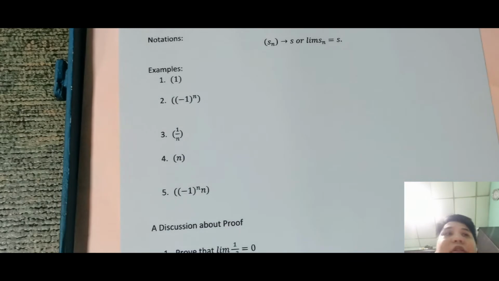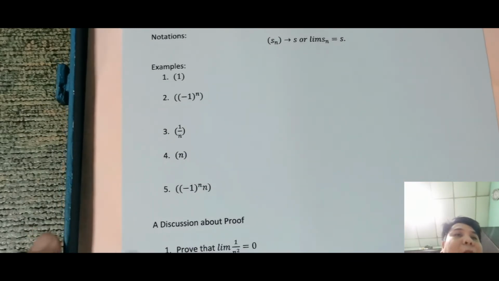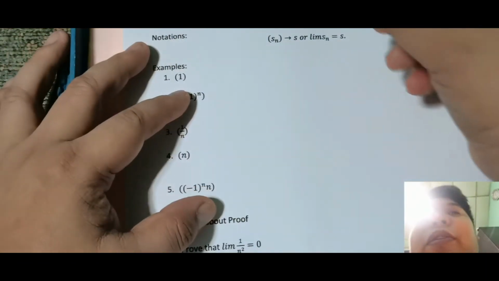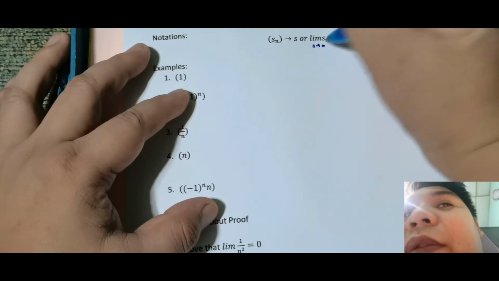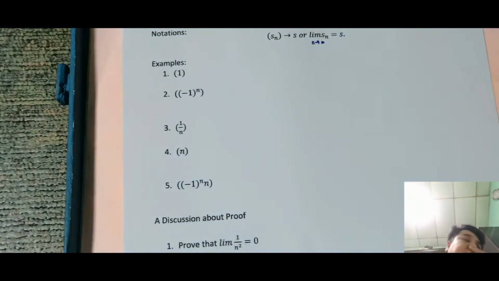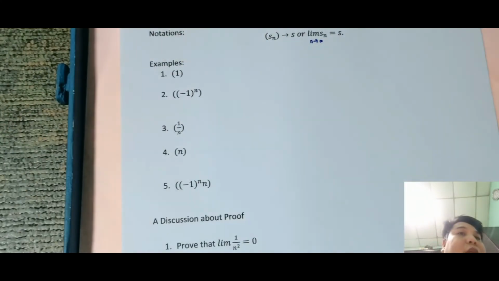Okay, so let's have notation. Nasulat ko na pala kanina, no? The sequence S sub n approaches S, or the limit of S sub n is equal to S, as n approaches infinity. Ibig sabihin, lagi may naka-attach dyan na n approaches infinity. Hindi ko na nilalagay kasi sequence naman pinag-uusapan. Based sa definition ng sequence, siya ay approaches infinity. Kahit ito, hindi ko nilalagay.